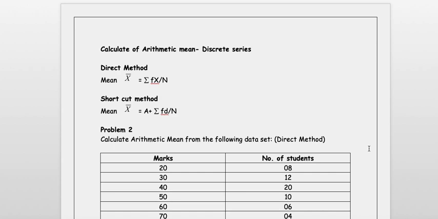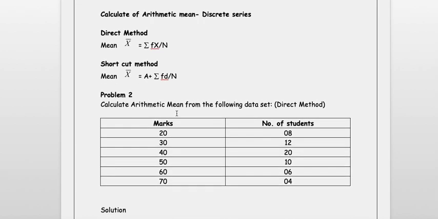In this video, I'll try to focus on calculation of arithmetic mean, discrete series. In discrete series, arithmetic mean may be computed by applying direct method or by shortcut method. For direct method, the formula is: mean is equal to summation fx by n. For shortcut method, mean is equal to a plus summation fd by n.